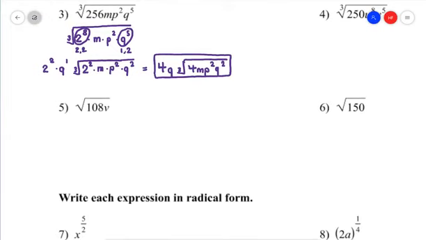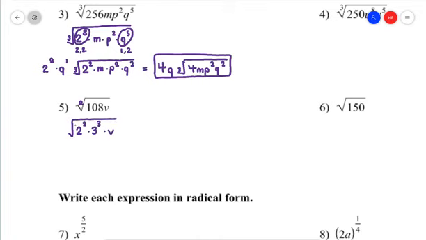And then on number 5, we've got 108v, and we're taking the square root. So remember, when we don't see the index, it is 2. So as always, we'll take the prime factors of 108. We've got 2 squared times 3 cubed, and then we've got that v in there.